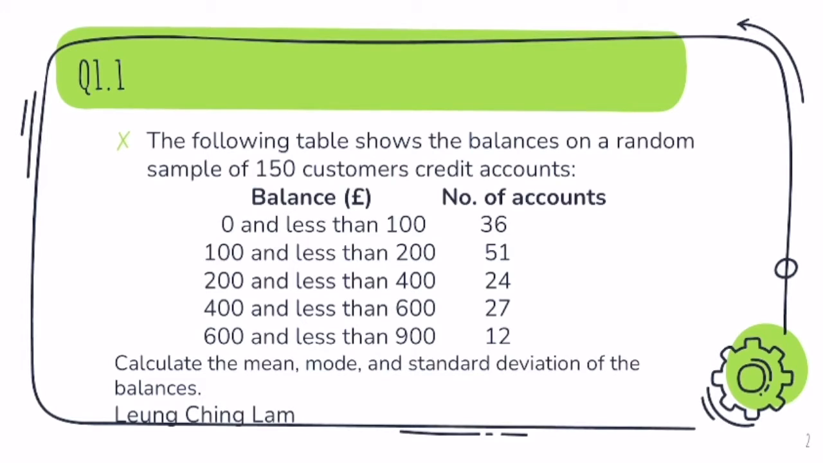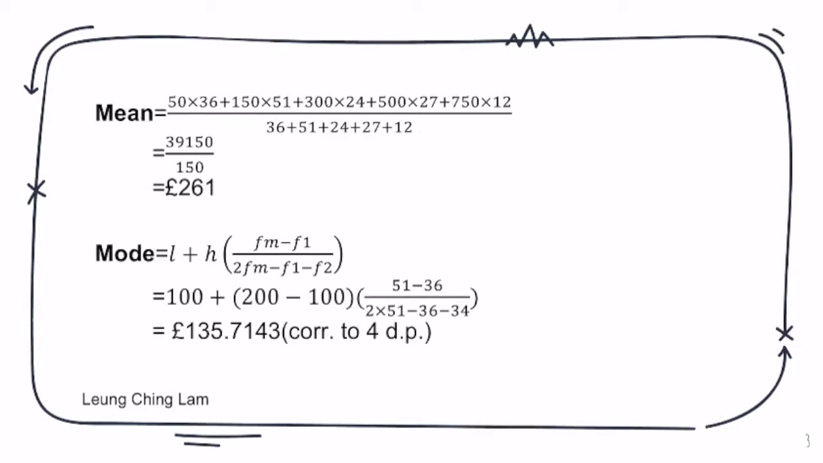I'm Cheng Lam Cecilia, and I will be doing question 1.1 and 1.2. In question 1.1, we need to find the mean first. The formula of the mean is to add up all the money in the balance column and divide it by the number of the account, which is 150.